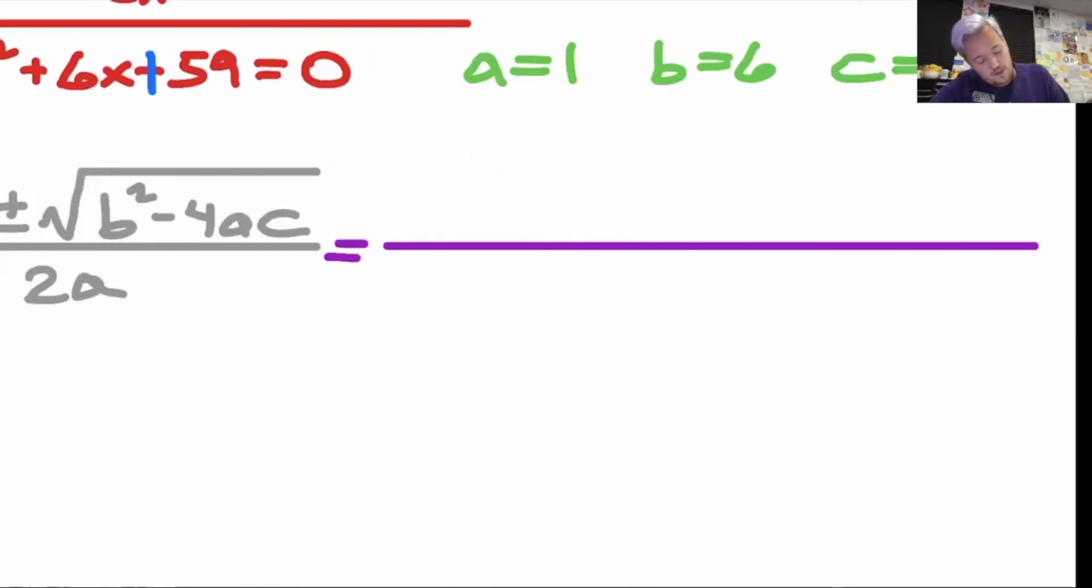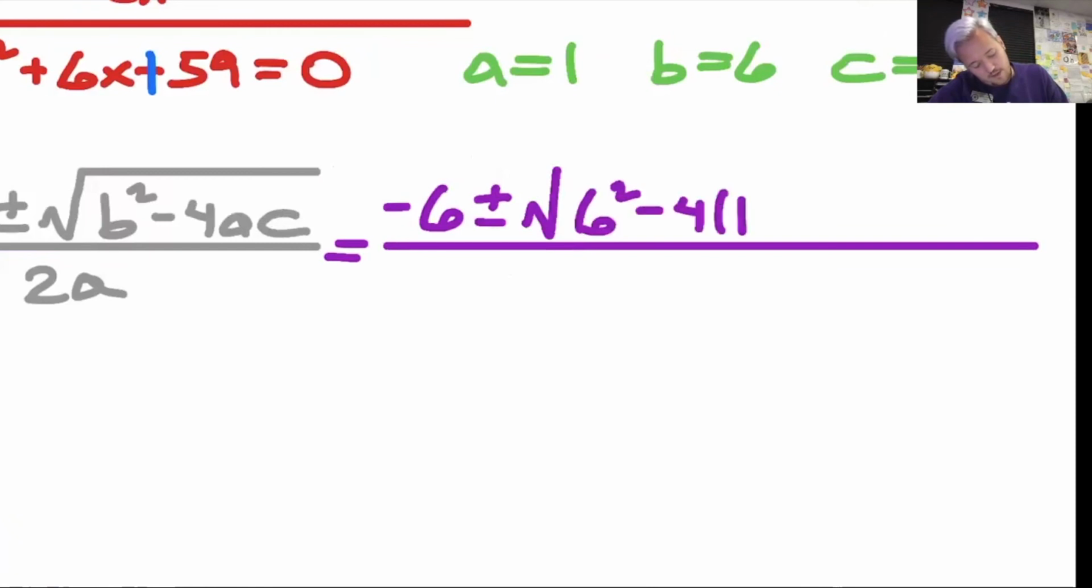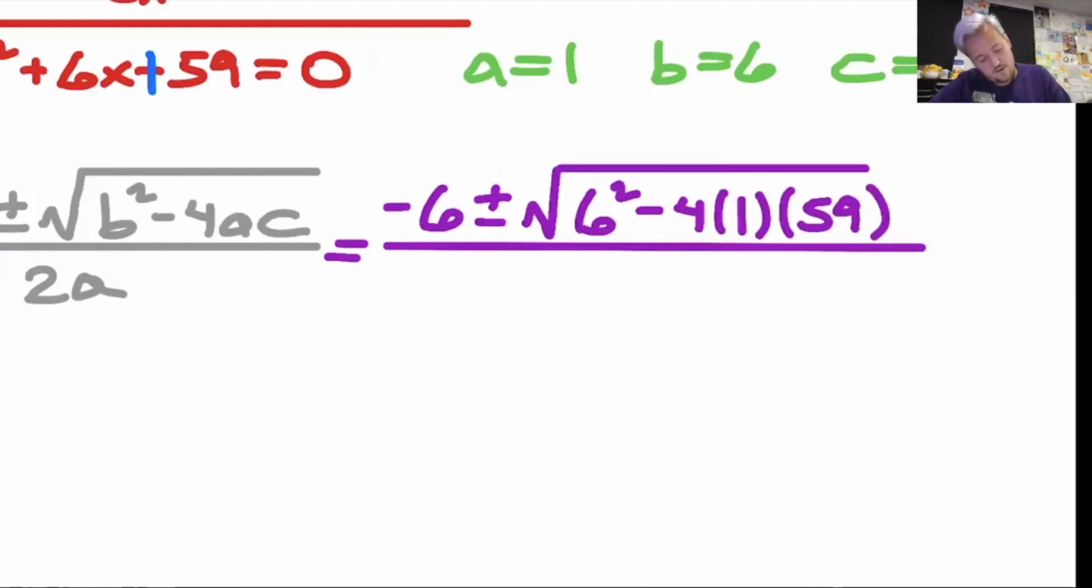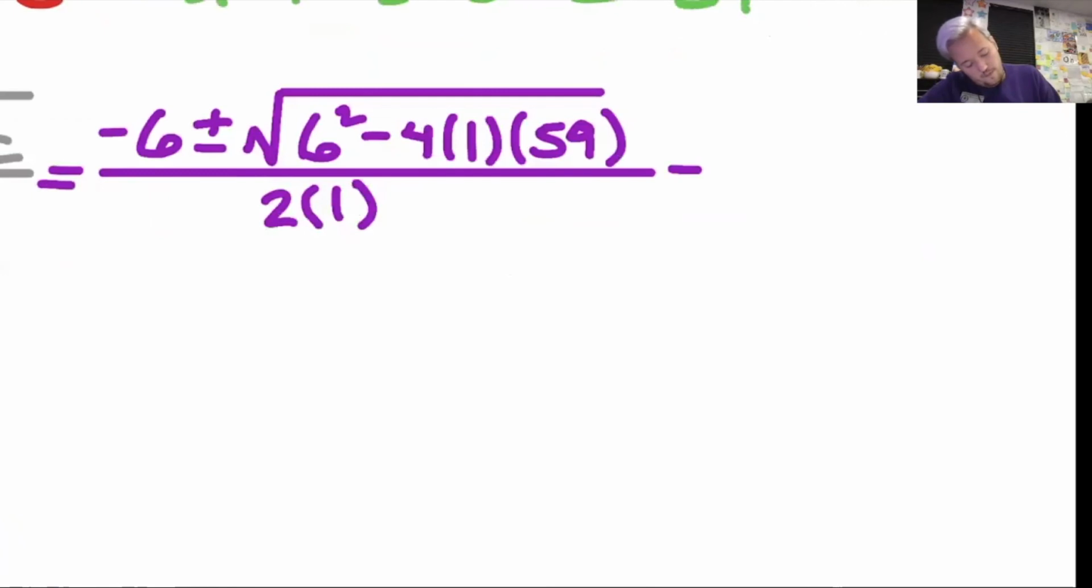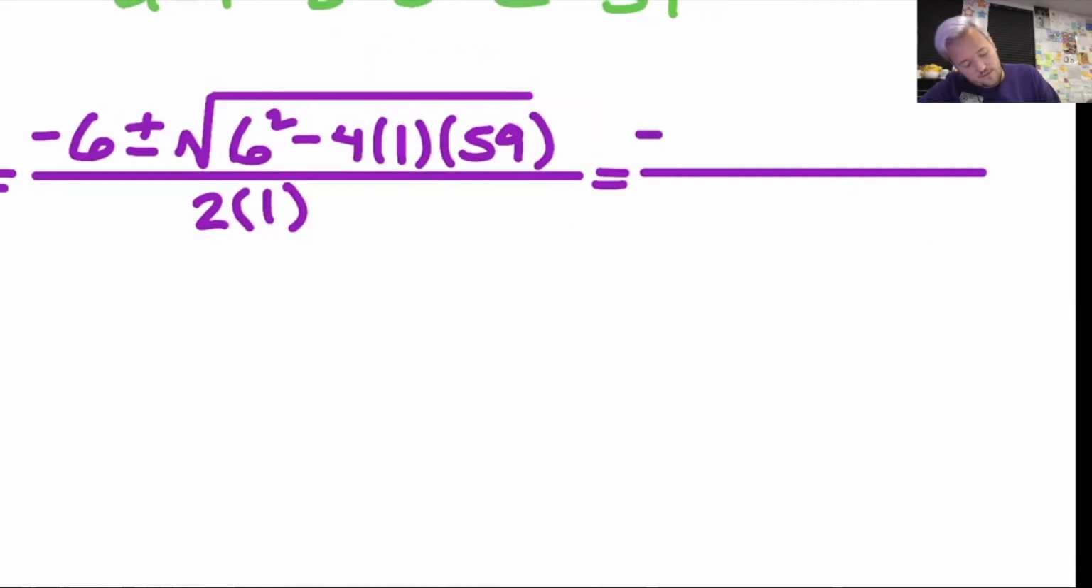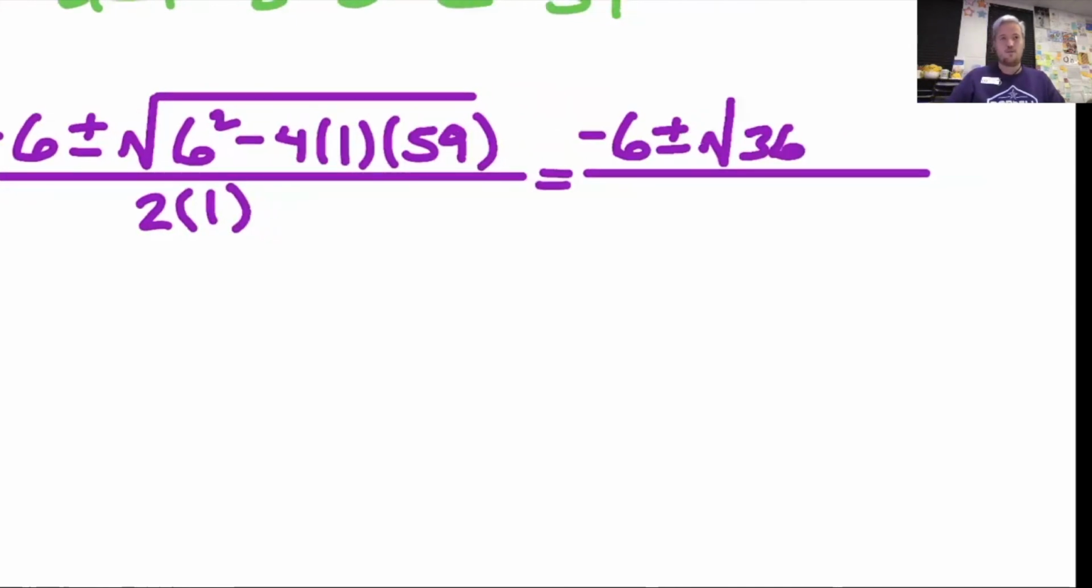All right, so we want the opposite of b, plus or minus the square root of 6 squared minus 4 times a times c. All right, and that's going to be all over 2 times a. All right, so when I start simplifying, I'm going to have negative 6 plus or minus the square root of 6 squared, which is 36.